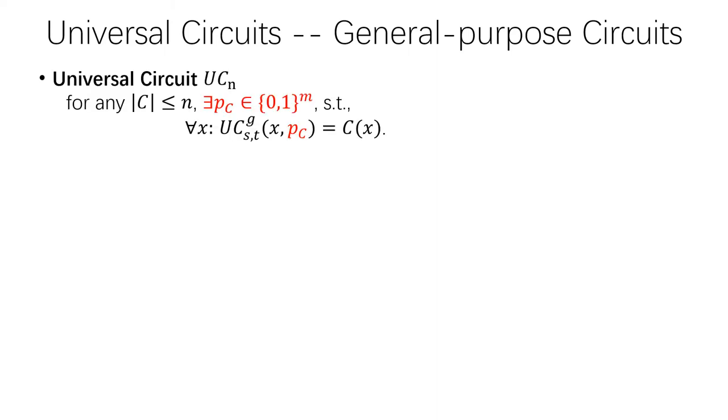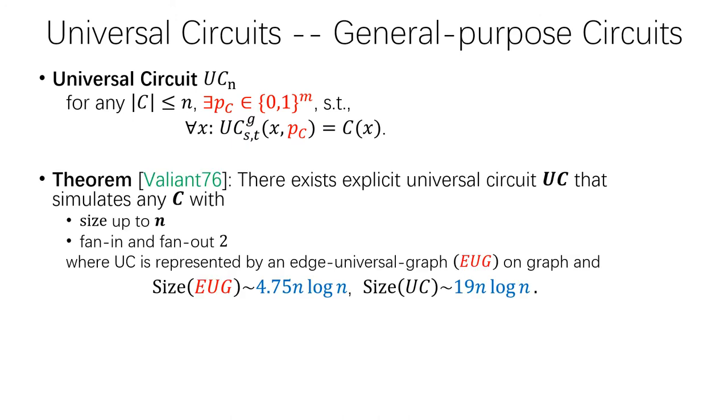Universal circuits can be seen as general-purpose circuits. For any circuit C of size up to n, we can efficiently encode C into a configuration stream PC, such that the universal circuit configured under PC is functionally equivalent to the original circuit C. For any circuit C of size up to n and fan-out 2, Valiant proposed a construction of a universal circuit of size 19 n log n.